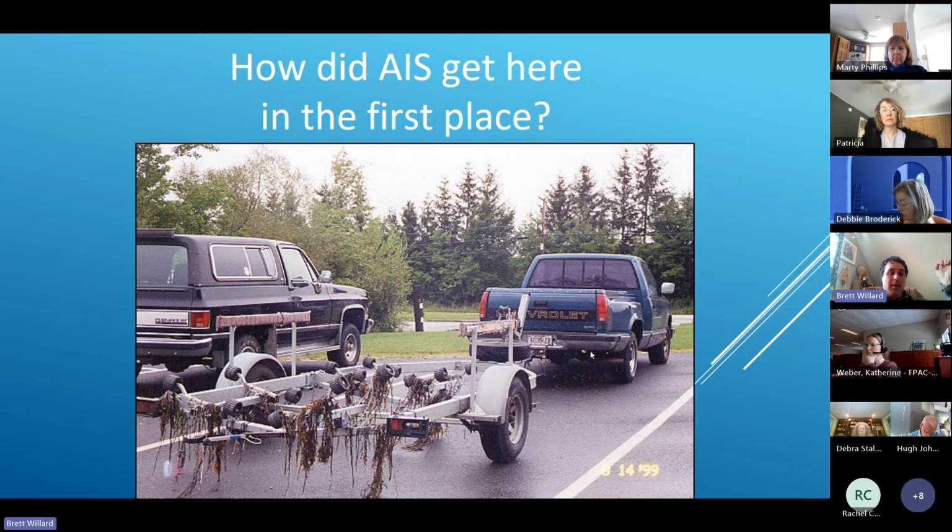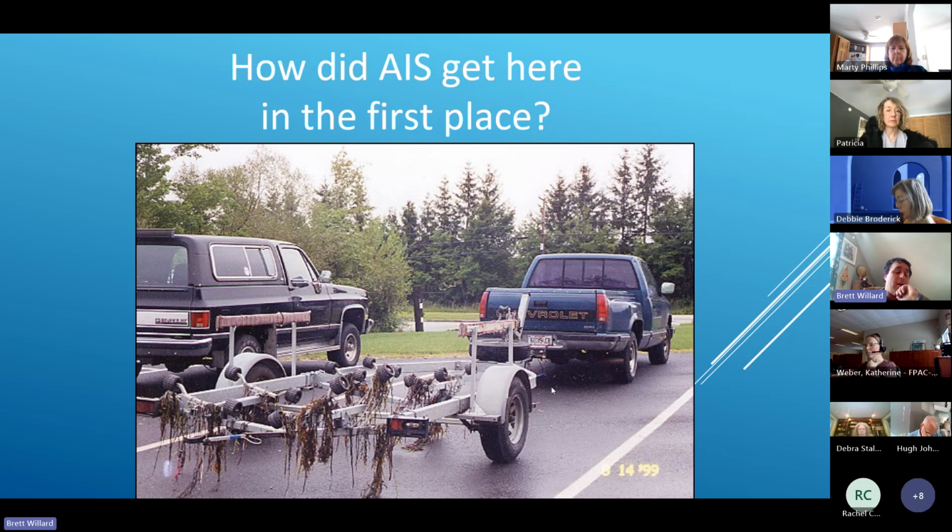So it's very, very important to make sure that you are removing plants when going from place to place when you're recreating in the lakes. This photo here was taken in 1999 on Lake Auburn, just down the road from our office, and you can see how stuck with plants this trailer is. It's absolutely crazy. And of course, Lake Auburn has a very big infestation with variable leaf water milfoil. Humans are responsible for about 80% of the spread through this method.